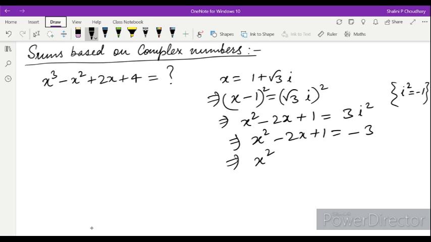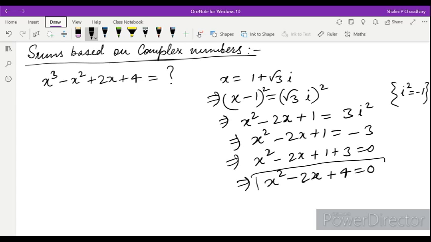Now we can write it like this: x square minus 2x plus 1 plus 3 is equal to 0. Then x square minus 2x plus 4 should be equal to 0. So this we need to use here. How? We have x cube minus x to the power 3 minus x squared plus 2x plus 4. We have to find the value of this.